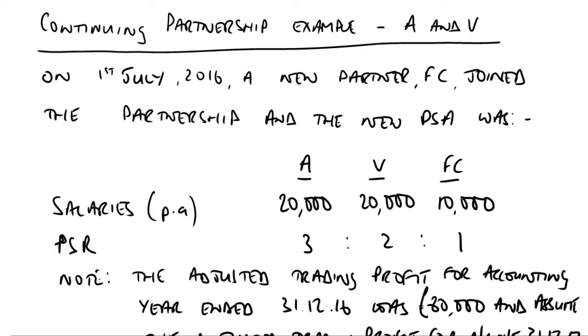Now, in our previous session, what we had was a change in the profit-sharing arrangements, but it was still the continuing partners A and V in the example that we had running. What we're now going to look at, and what we spoke of at the end of the previous session, was a rather more fundamental change so far as the partnership was concerned. And that was either a new partner joining the partnership, which will be the situation in this next example, or the possibility of an old partner leaving the partnership.